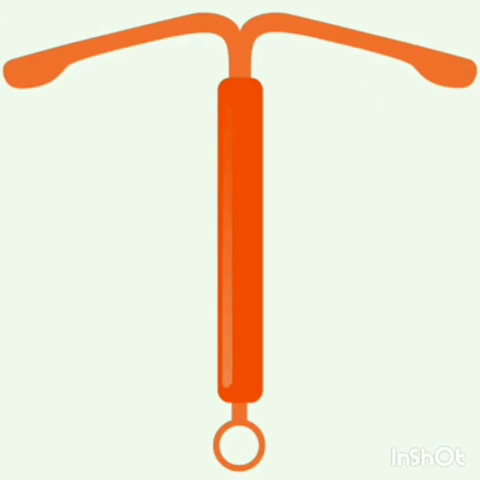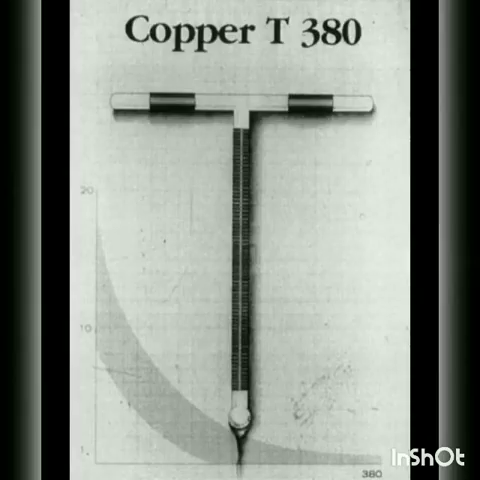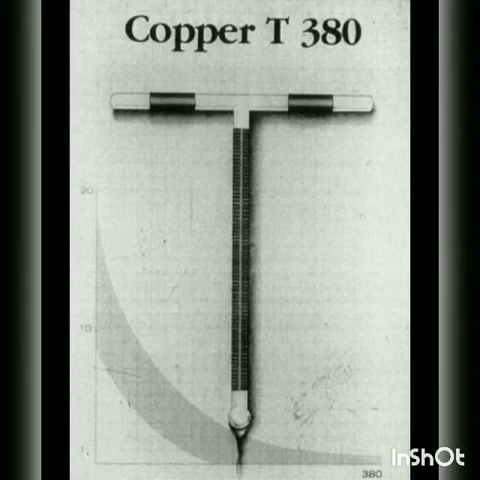In copper IUDs there are many examples: CuT 380A, Nova T, Cu7, CuT 380Ag, Multiload 375, etc. It releases free copper and copper salts into the uterus. It releases copper and suppresses sperm motility. It prevents the sperm from moving. They can remain in the uterus for even 5 to 10 years.